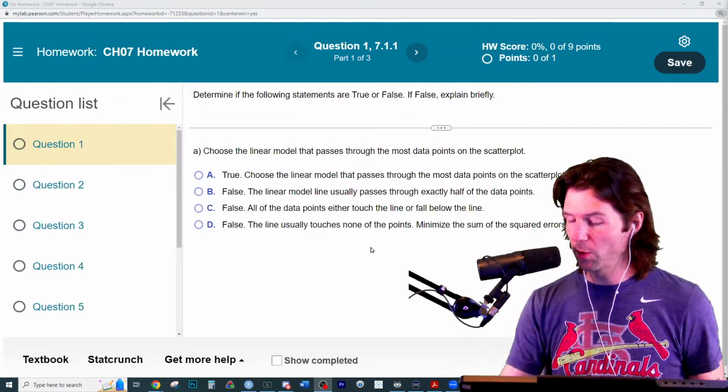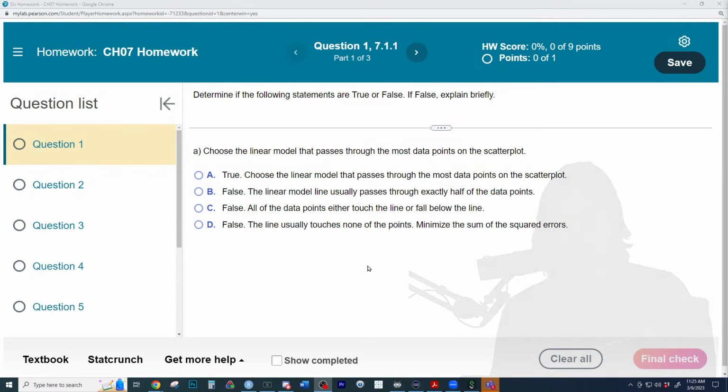Determine if the following statements are true or false and briefly explain why. Choose the linear model that passes through the most data points on the scatter plot. Doesn't sound the best. Okay, false. The linear model usually passes through exactly half of the data points.